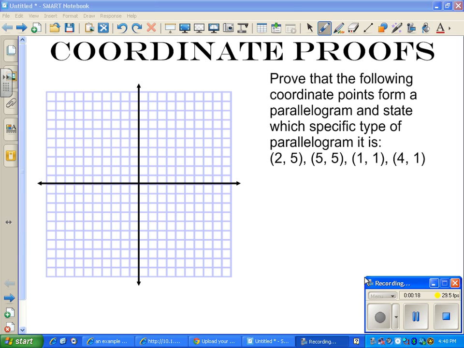What shape is it? And it's not enough just to graph the 4 points and say, well, it looks like a rectangle or it looks like a rhombus. We actually have to use what we know about those shapes to say whether they are or are not a rhombus, a rectangle, whatever it is. So the first thing you have to do is draw this graph and draw the points as well. So do this with me.